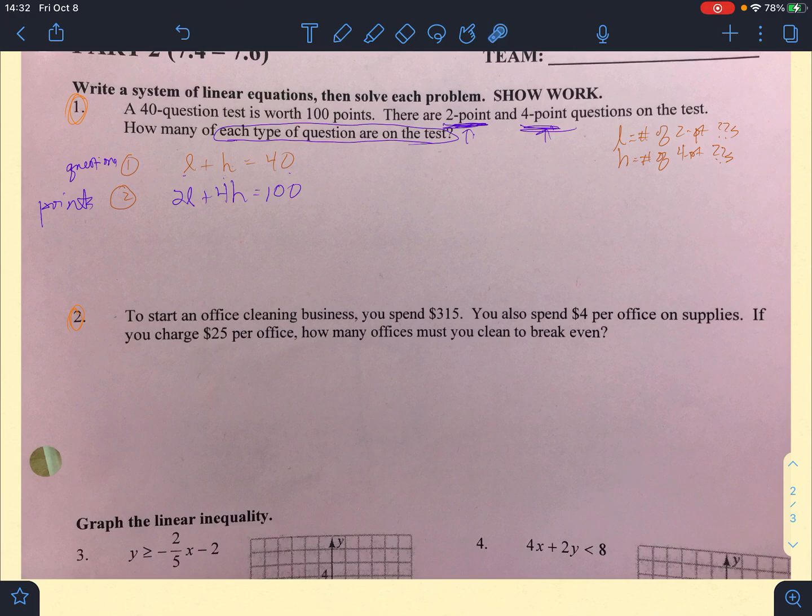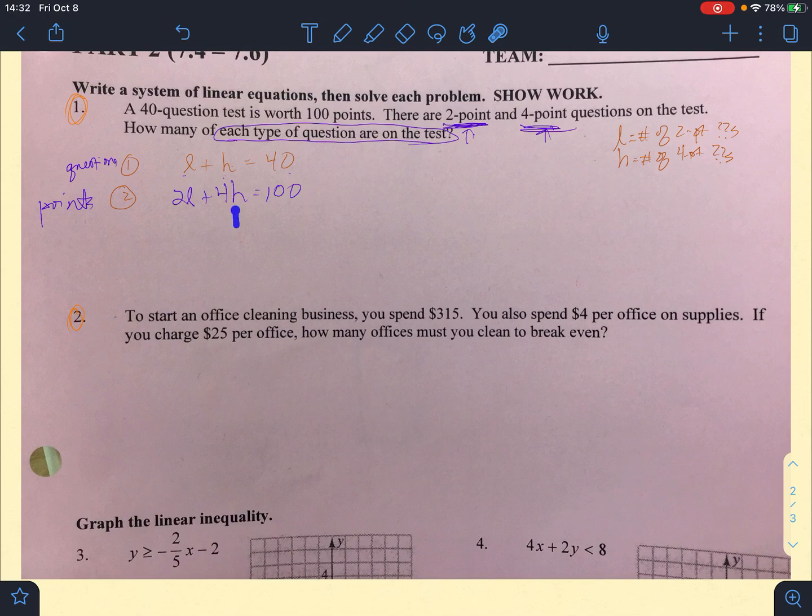Now, how is this equation working for us? If there were 3 low questions, that would be worth 6 points. Again, this entire equation has to do with points. L is the number of low questions. If there were 5 low questions, that would make 10 points. If there were, let's say, 8 low questions, that would be 16 points from those questions alone.